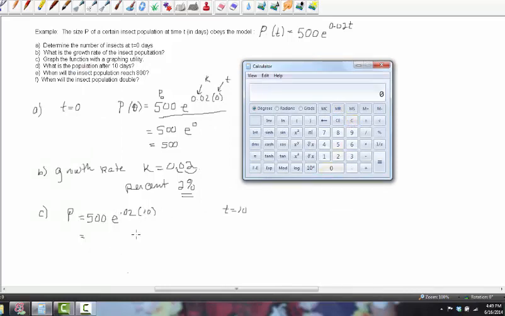In order to plug this into this calculator, I have to do the exponent first. So I'll go, okay, 0.02 times 10. I could have said that was just 0.2, but we'll go ahead and do it. And then I need to access e to the x. So in this case, I have to hit the inverse function for that to pop up, since e to the x is the inverse of natural log. So then I hit e to the x. So this value is e to the 0.2. And then I'll multiply that by 500.